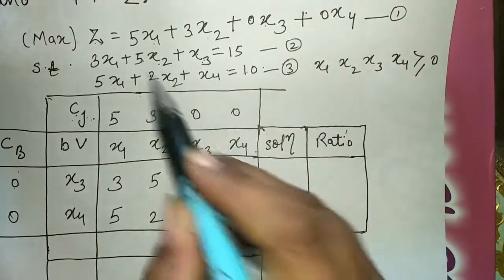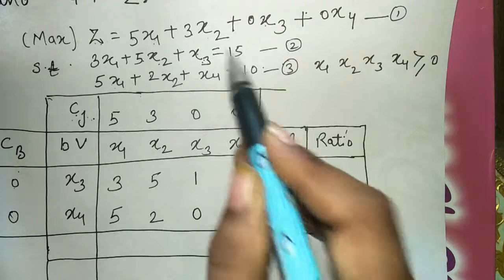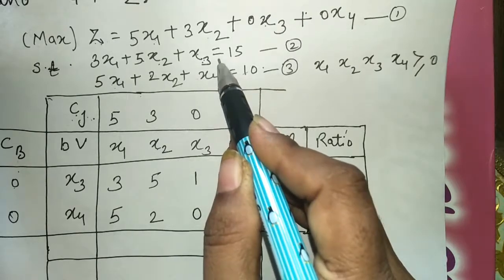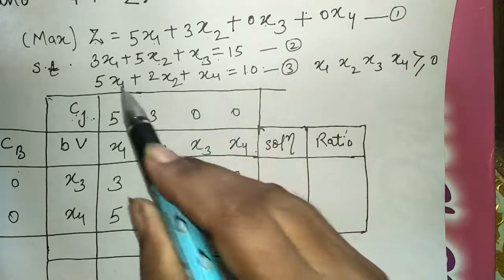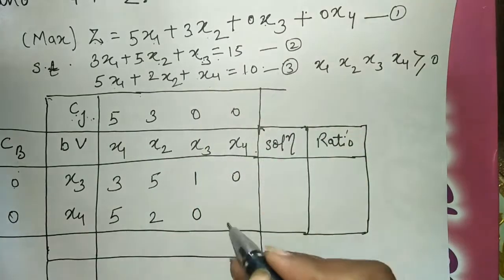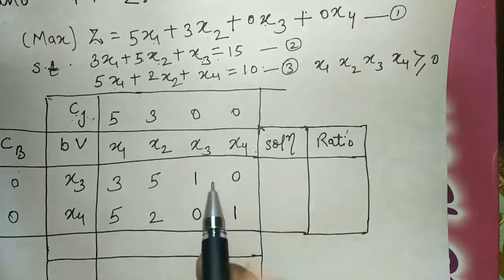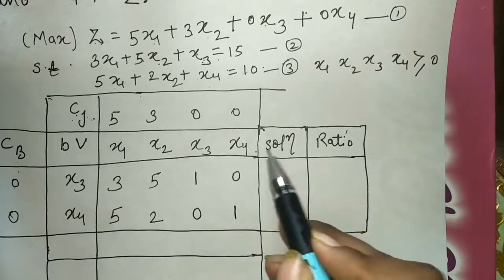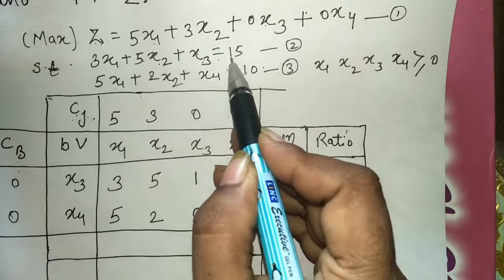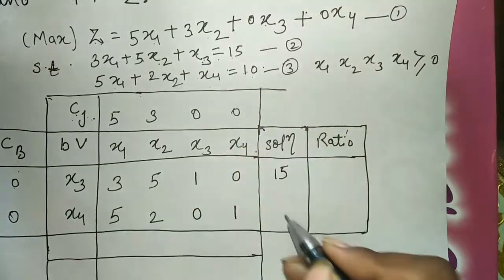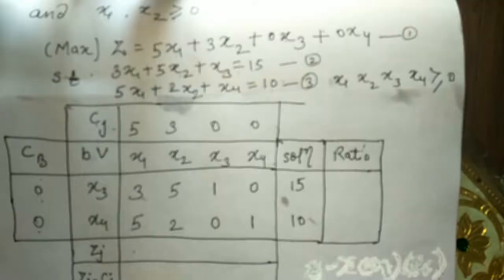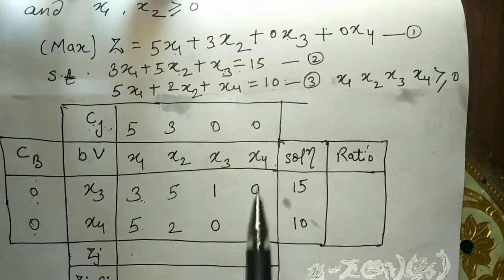So x4 in first constraint doesn't exist, that means coefficient of x4 is 0. In second constraint, coefficient of x4 is 1. So this is our basic matrix. Now the solution is equals to, this is 15 and this is 10. This is how we construct simplex table.